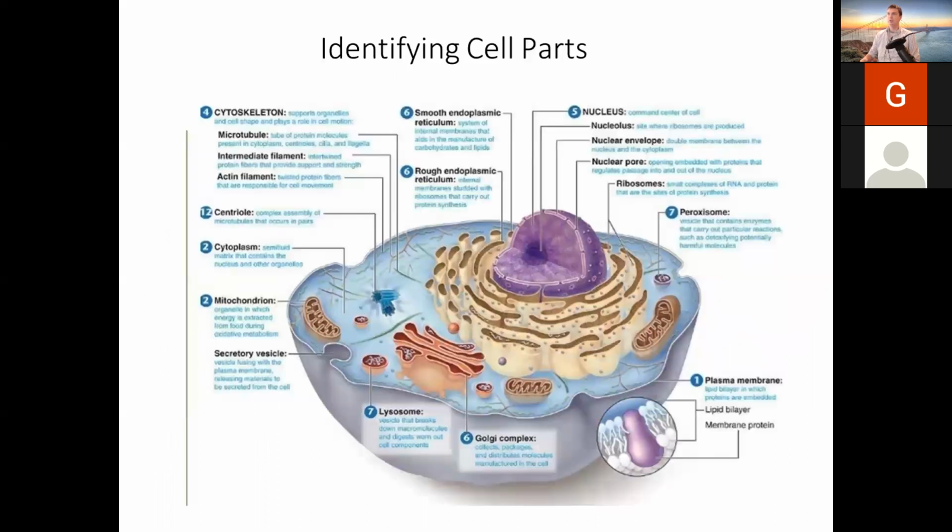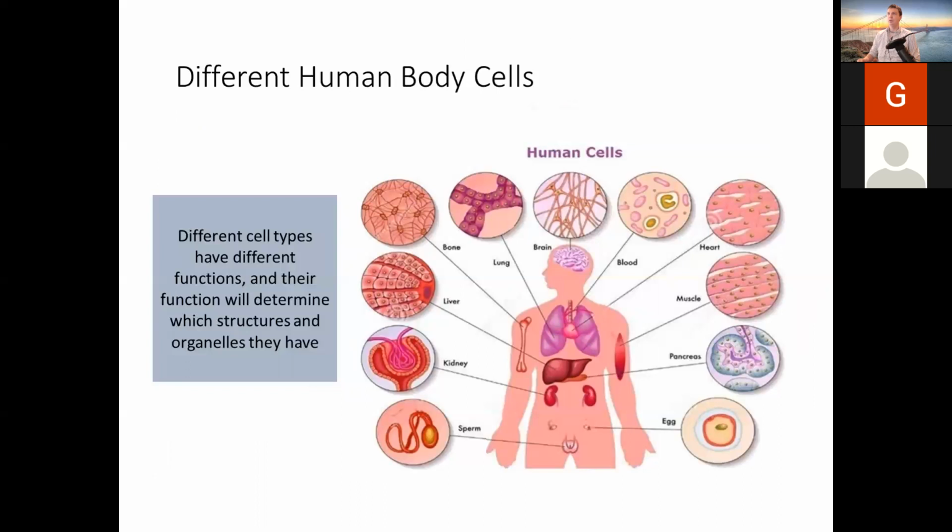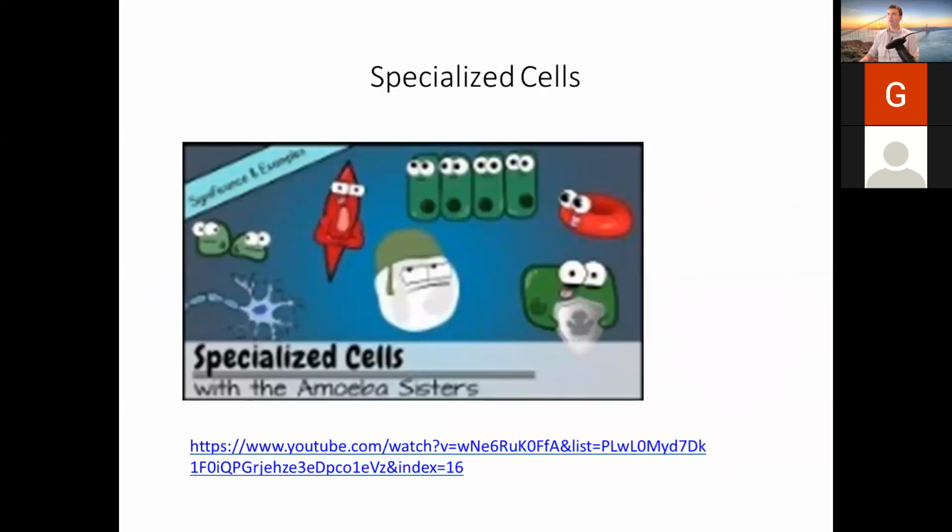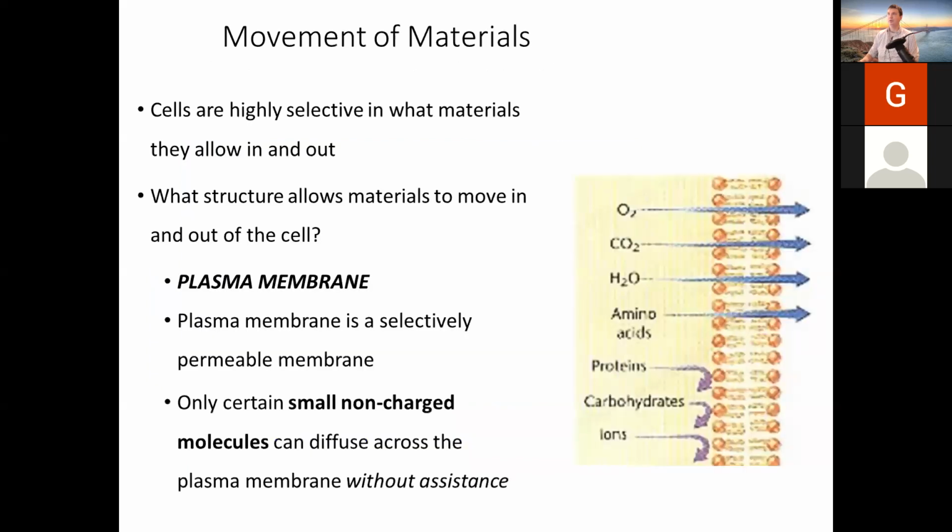So you can look through this on your own. There are different human body cells, lots of different ones. Different cell types have different functions, and their function will determine which structures and organelles they have. For example, we have kidney cells, liver cells, bone cells, brain cells, blood cells, etc. Here's a video for you to watch on your own.